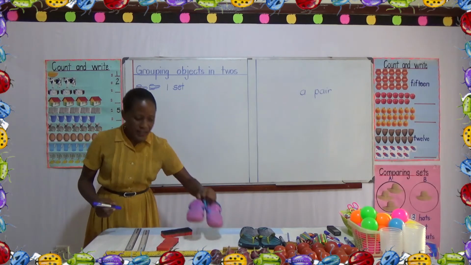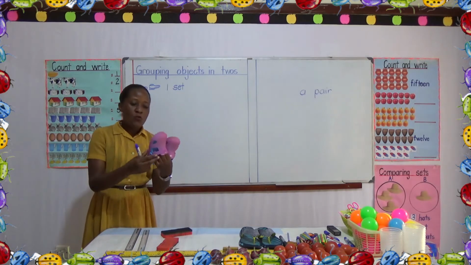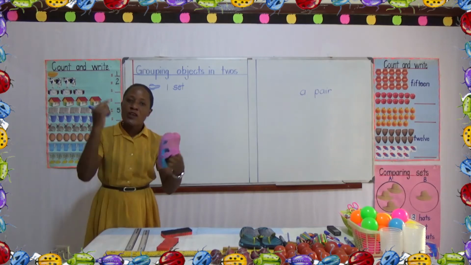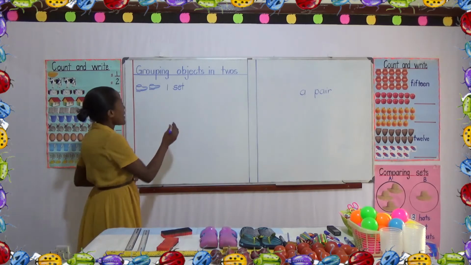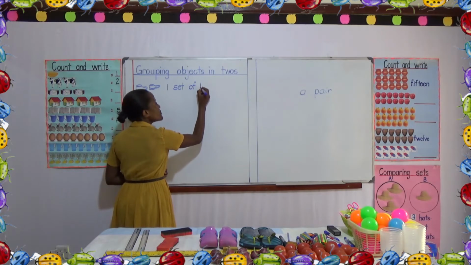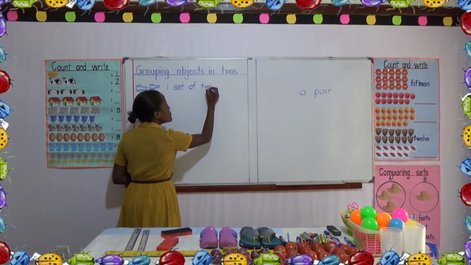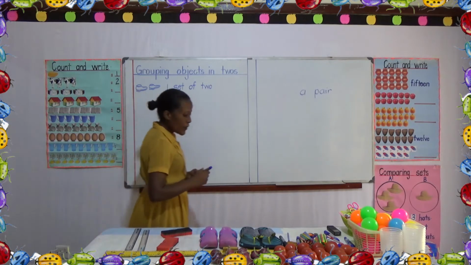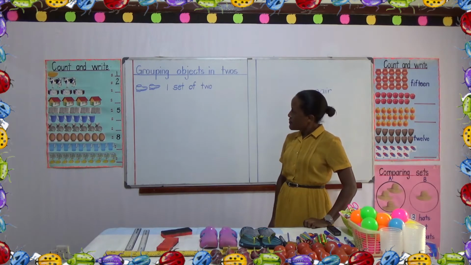This is one set. But it is one set of two. They are two shoes. One, two. So I call it one set of two. It is one set of two. Okay? I hope everybody is getting me.